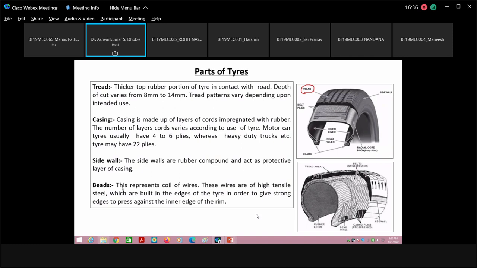Okay. Now casing. Casing is made up of layers of cords impregnated with rubber. The number of layers of cord varies according to the use of the tire. Motor cars usually have 4 to 6 plies, whereas heavy duty trucks and tires may have 22 plies. So that is basically the casing.